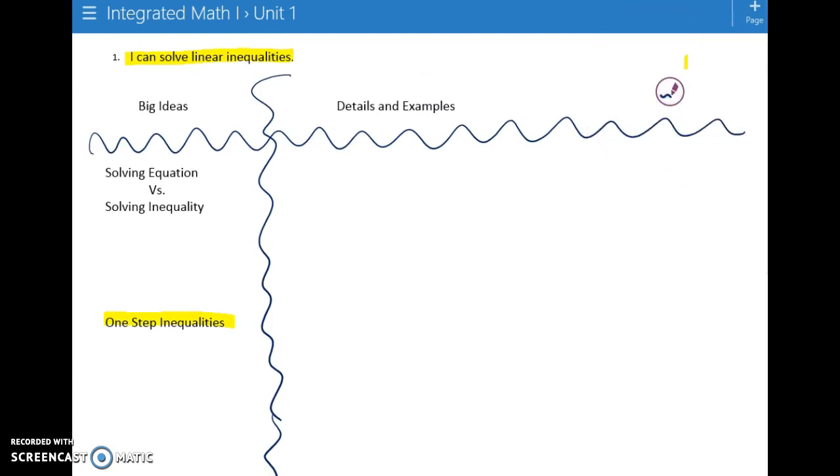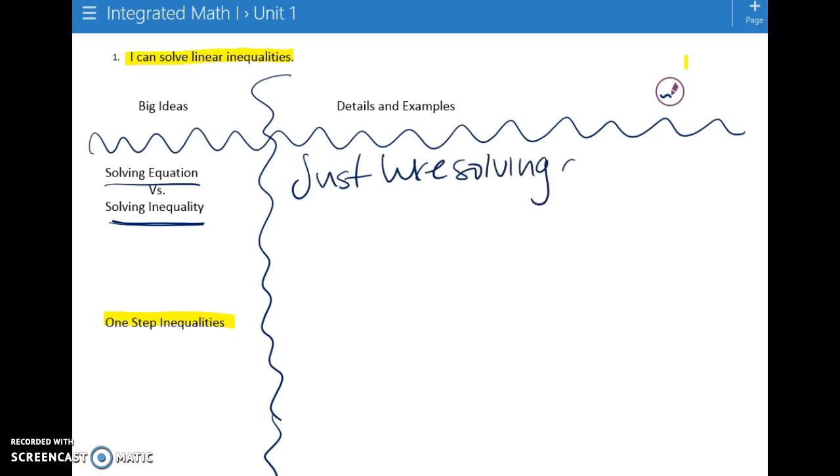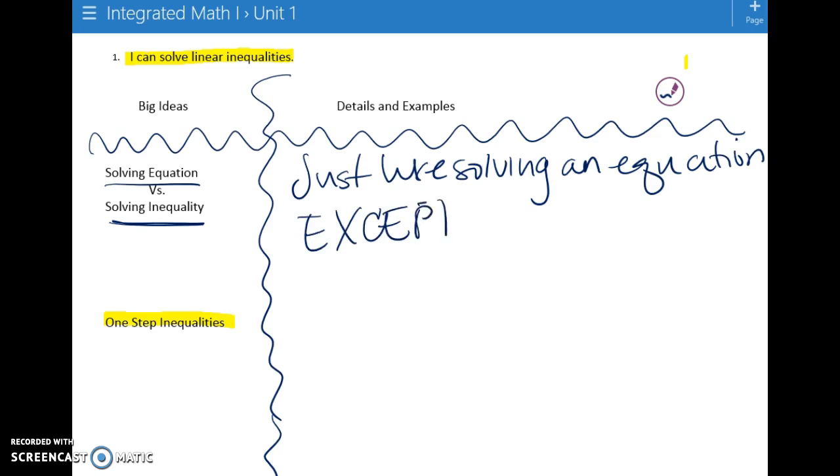All right, so first things first, we need to talk about how you solve an inequality. I think the best way to describe it is to compare it to how we solve an equation. Remember, when we solve an equation, we're trying to solve for the variable, get the variable by itself, so we use inverse operations. Well, guess what? Solving an inequality is almost just like solving an equation, except one big thing. Except.